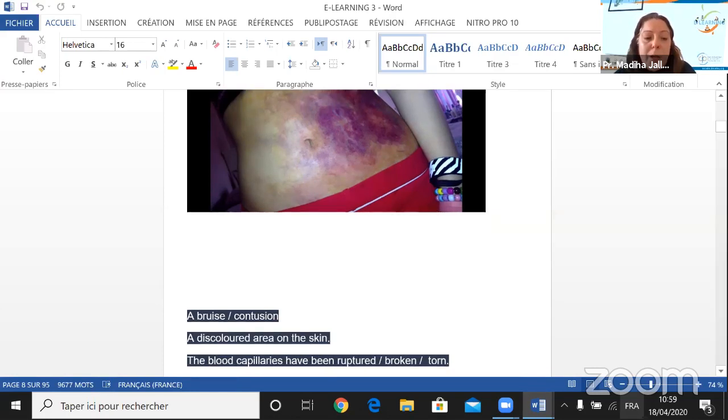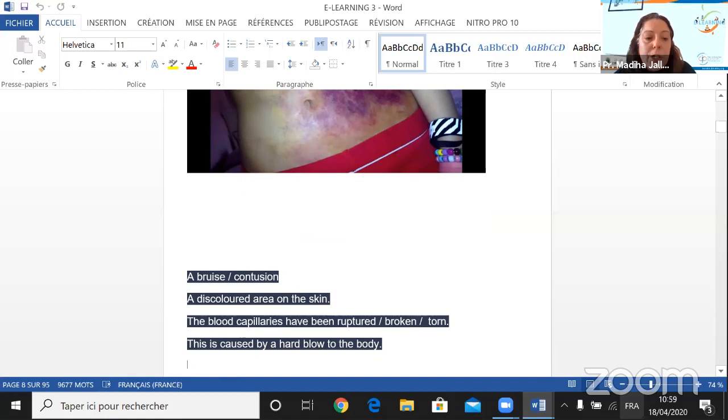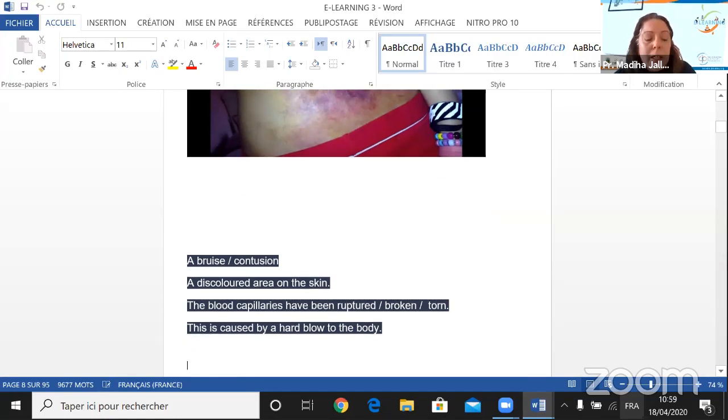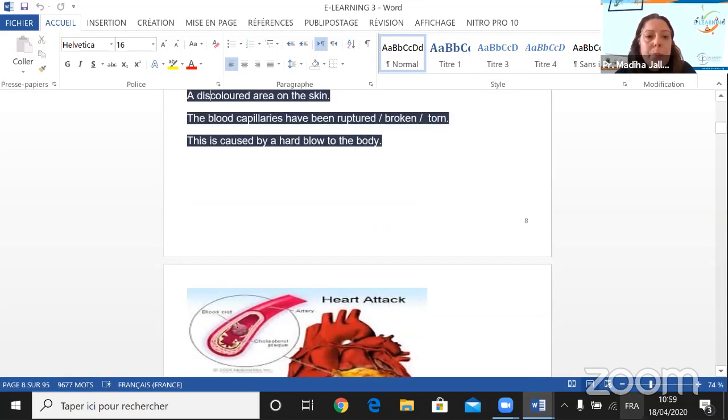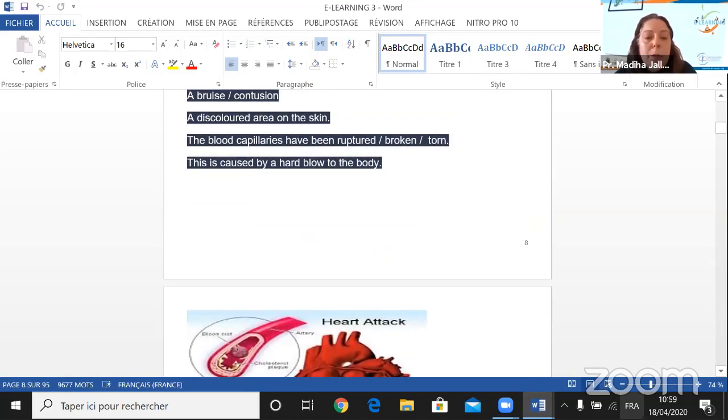The bruise. Let's describe the bruise. A discolored area on the skin. Here, the blood vessels have been ruptured or broken or torn, and this is caused by a hard blow to the body.